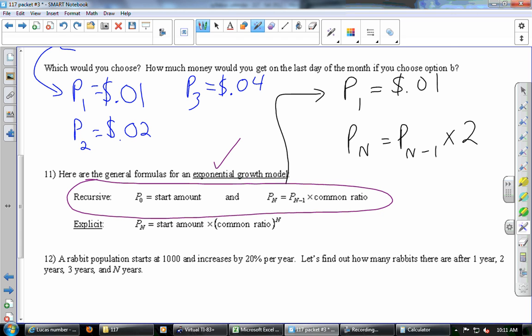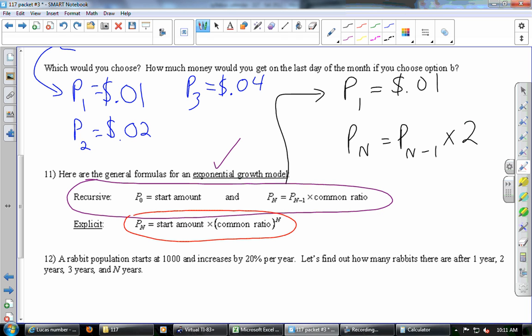But you guys were convinced that for linear, the explicit version was easier to work with, and I think it'll be the same thing here. So here's the explicit version. Let's see if we can't use it. So it says Pn equals the start amount. What's the start amount? It was 0.01 times the common ratio. What did we multiply by over and over again? 2. And then we raise it to the n.